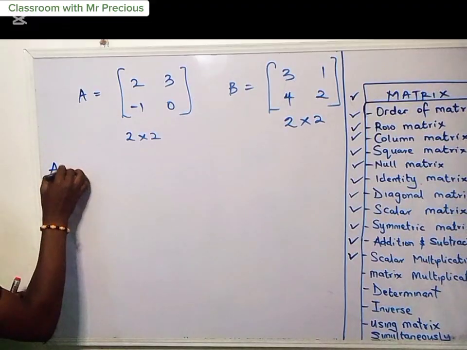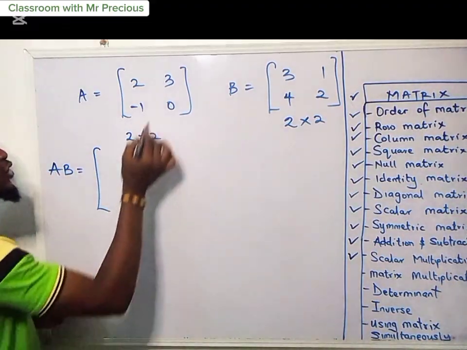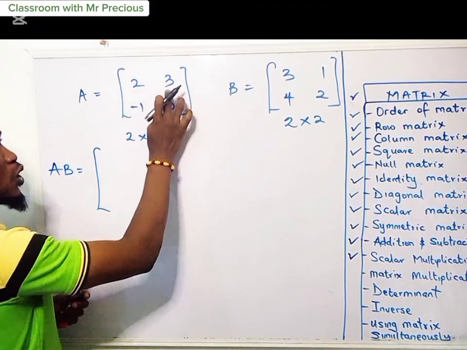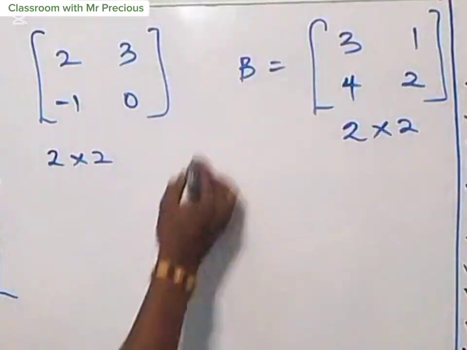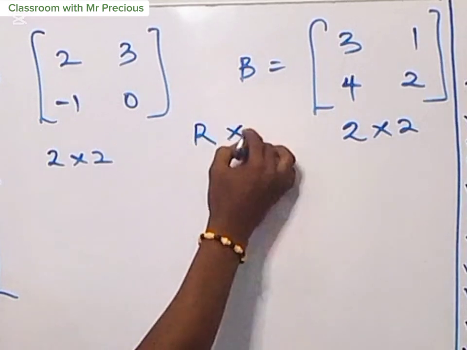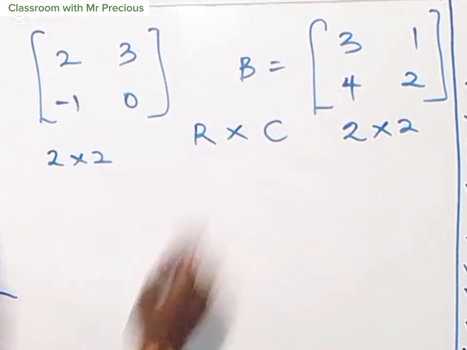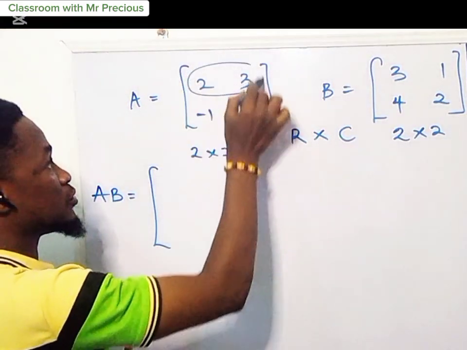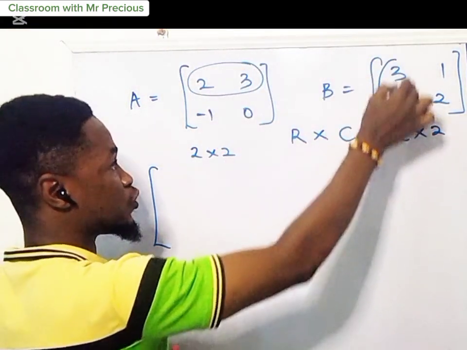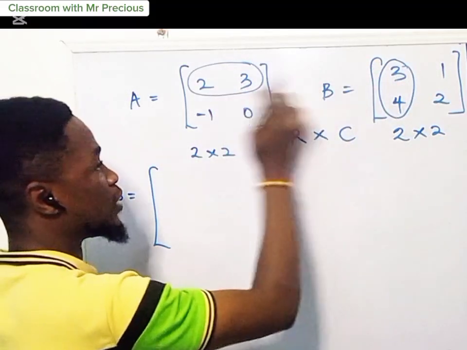So AB will now be what? The row will multiply the column. When you are actually multiplying, it is the row that is multiplying the column. So each row will multiply the column. Now let me take it easy. This is the first row and this is the first column. So they are going to add the products of the row and the column.